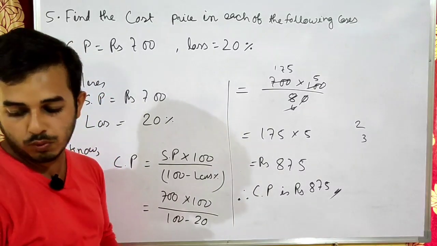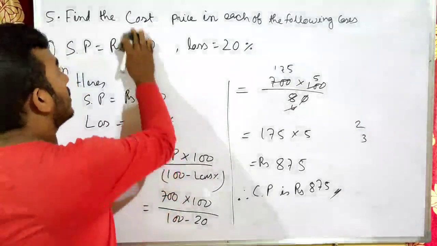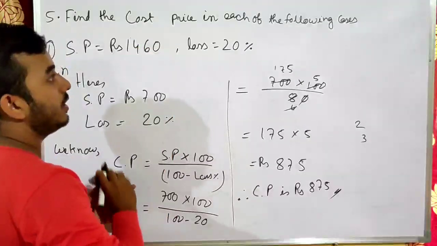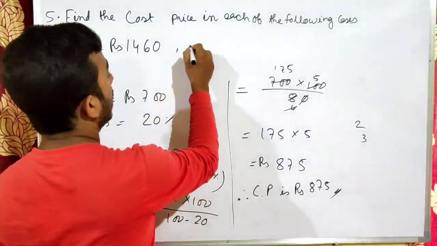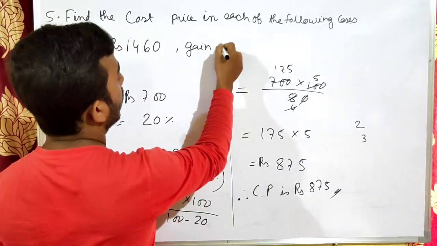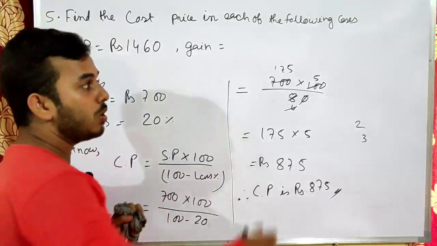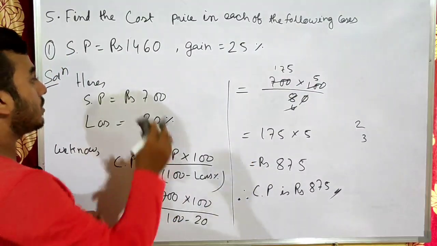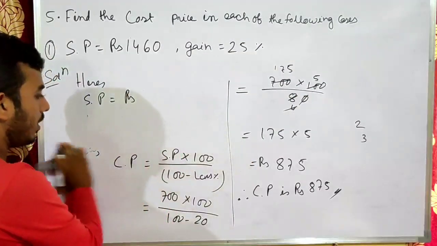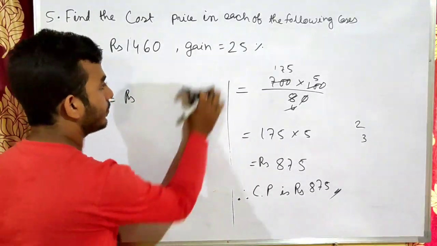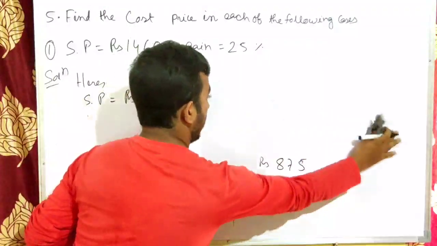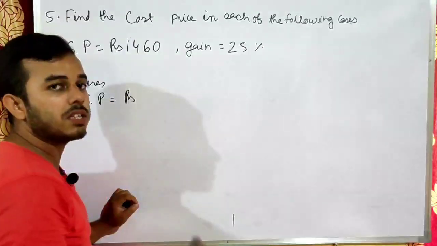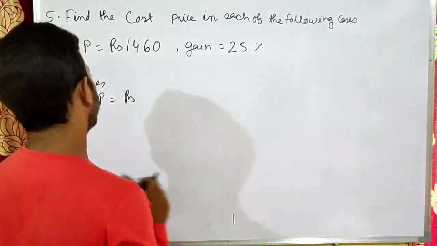SP equals 1460 and gain or profit equals 25%. Okay, 25%. So we'll write here, whatever you want, right? If SP is given and gain or profit is given, only one difference. If gain is given, plus gain. If loss is given, then minus loss.